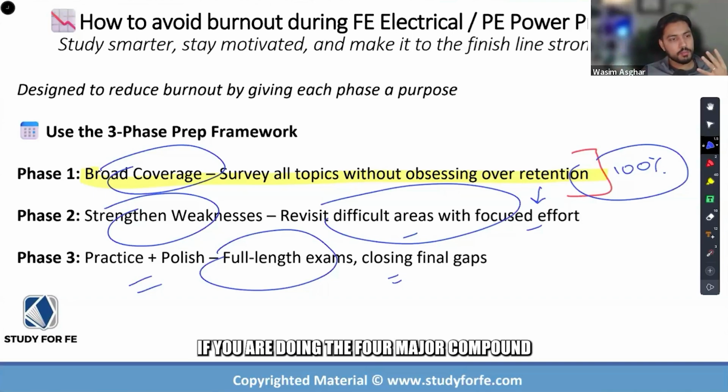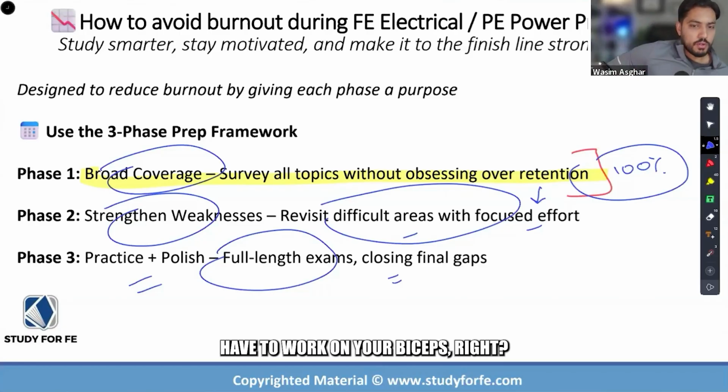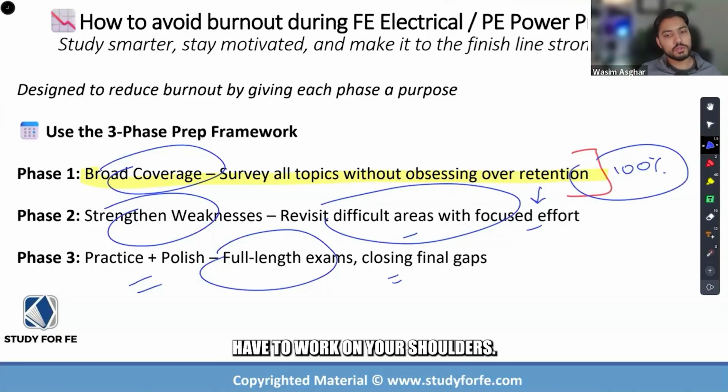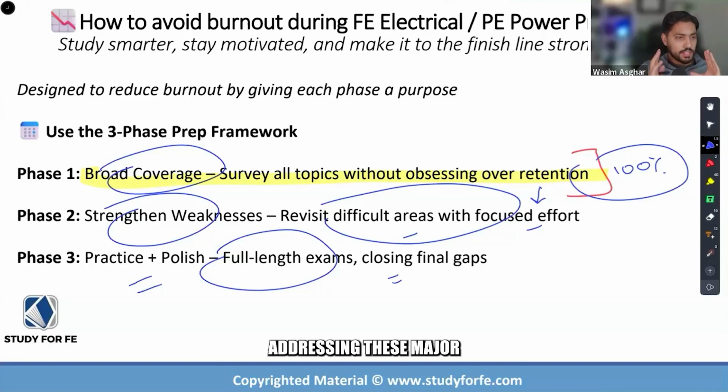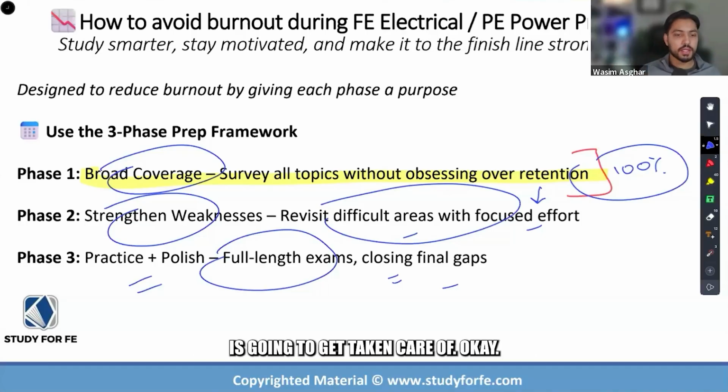If you're doing the four major compound exercises, you actually don't necessarily have to do a lot of isolation work. For example, if you're doing squats, deadlift, bench press, shoulder press, back row, depending on it, so the 4 or 5 major compound exercises, you don't necessarily have to work on your biceps, right? You don't necessarily have to work on your shoulders. You don't necessarily have to do tricep pulls and whatnot. Would be good, but as long as you're addressing these major roadblocks in your preparation, for example, over here, core concepts, 3-phase per unit, if that's what was bothering you, then automatically the surrounding stuff is going to get taken care of.